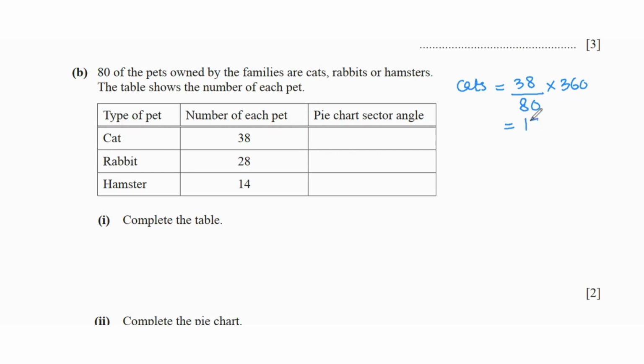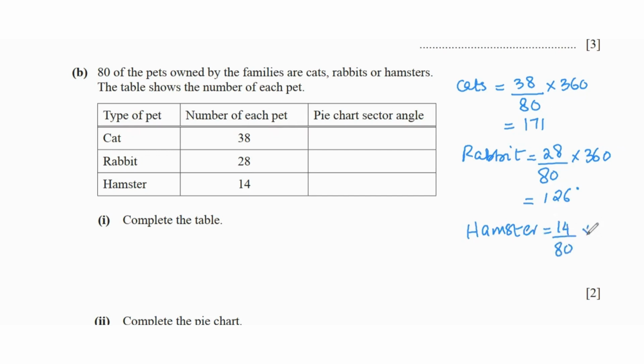So for cats, it's going to be 171. For rabbits, it's going to be 28 divided by 80 times 360, which is basically 126. And then for hamsters, it's 14 over 80 times 360, which is basically equal to 63. So these are your angles.